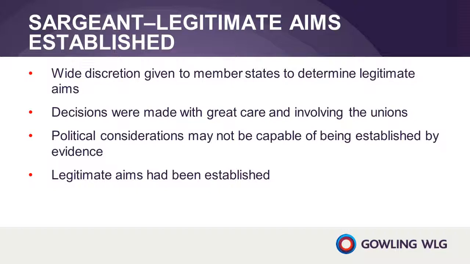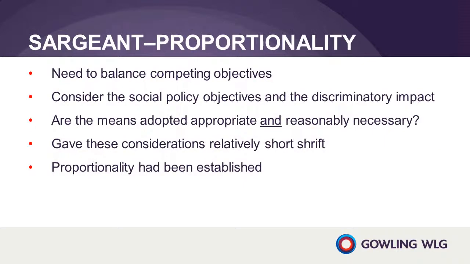including that political considerations might form part of those aims. And here she relies on previous case law, which said that justifications based on moral or political considerations might not be capable of being established by evidence, but nonetheless might be legitimate aims. The judge also relies on a number of cases which stress the wide degree of margin available to member states, i.e. governments, to determine their legitimate aims for treatment.